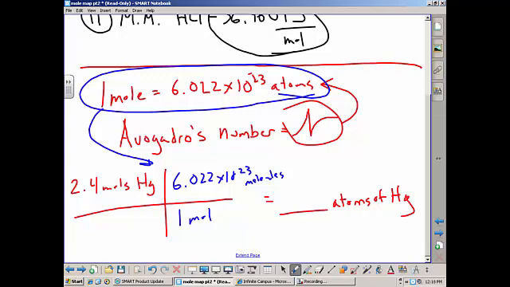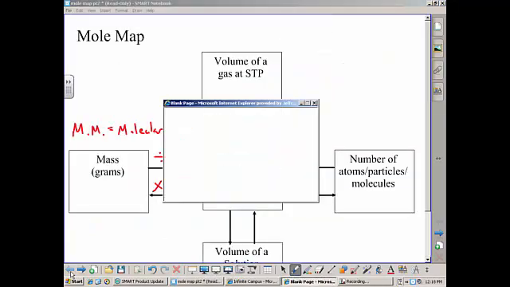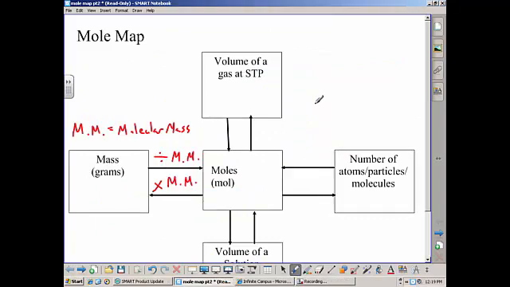What operation did I do when I went from moles to atoms? I multiplied by Avogadro's number, yes? So we go back to my mole map, okay, going from moles to number of atoms, particles, or molecules, I multiplied by Avogadro's number, yes? Okay, where Avogadro's number is 6.022 times 10 to the 23rd. So what's the operation I'm going to do in the opposite direction? Divide. Okay. Questions so far?